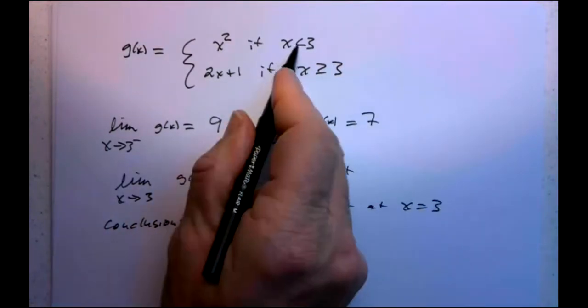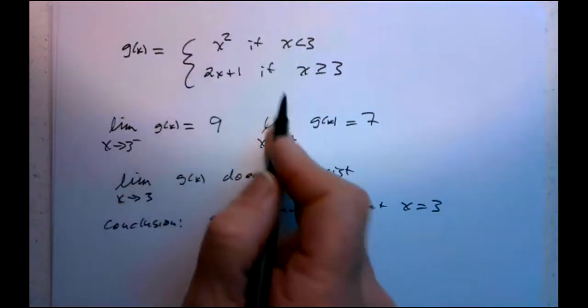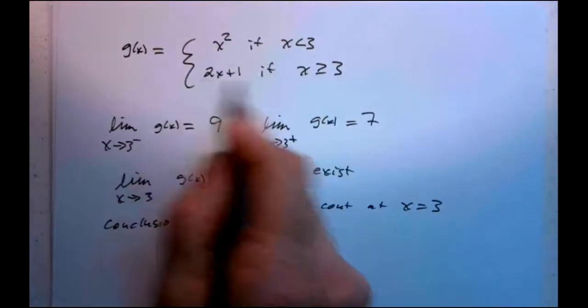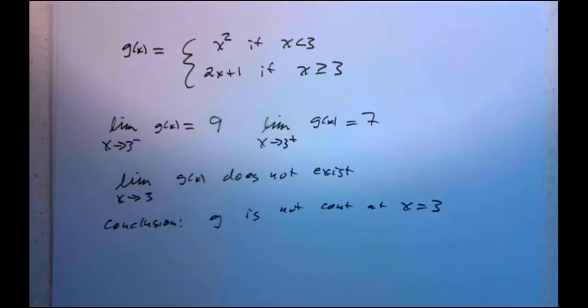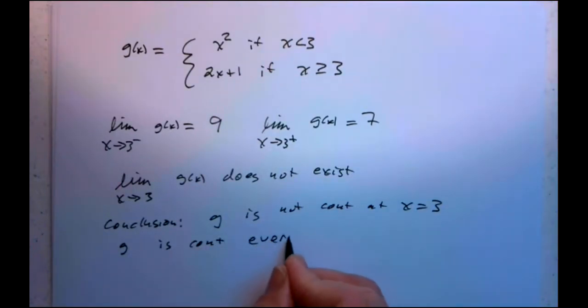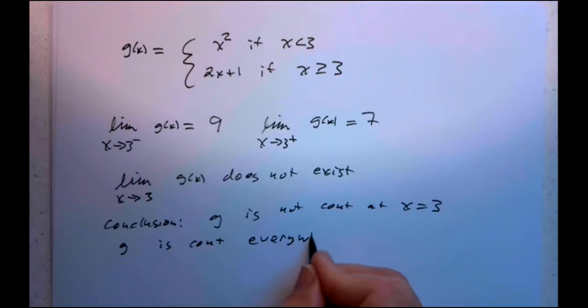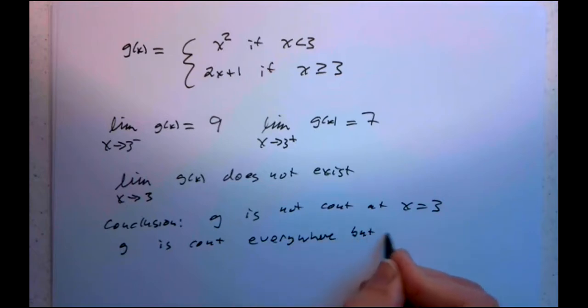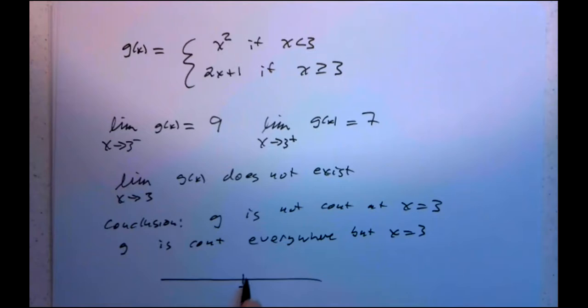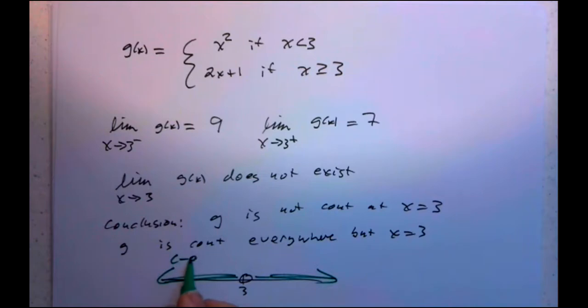But again, away from 3, to the left of 3, x squared behaves like a polynomial. To the right of 3, 2x plus 1 behaves like a polynomial. So it's continuous everywhere else. G is continuous everywhere but 3. So again, 3 gets removed, and we say where it's continuous. It's continuous on this interval, which is minus infinity to 3 union 3 to infinity.